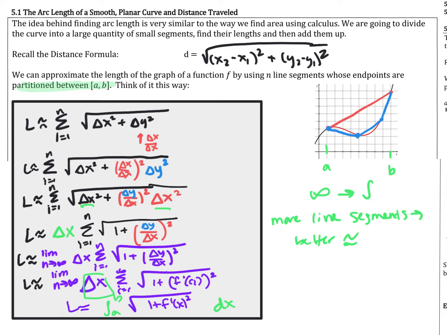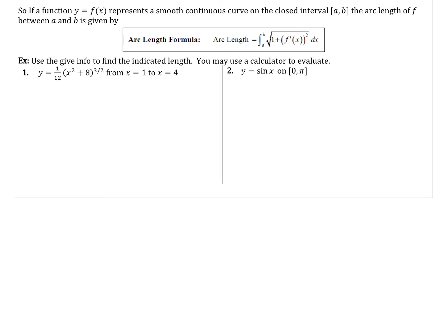But even just conceptually understanding that the infinite number of little pieces that we're adding together, that length, would give you the exact length of the curve. So let's look at this in the right formation. So let's formalize this now.